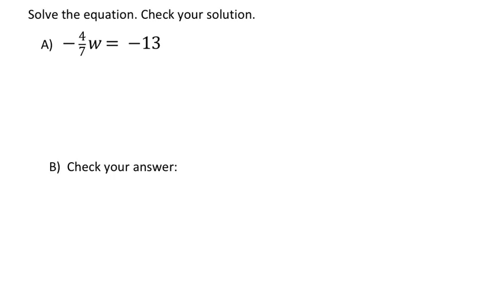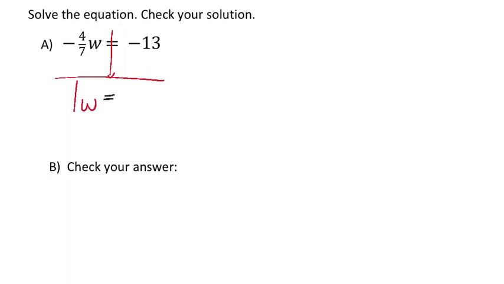Solve the equation, but again, we do need to check our work on this one. And in fact, right here, some students like to do this in two steps, but I'm just going to do it in kind of like one. There's no need for distribution, no need for combining like terms. Our W is already isolated. It's just a negative 4/7 W, but I really want this to be 1W.